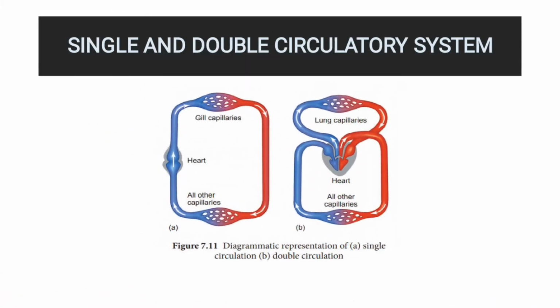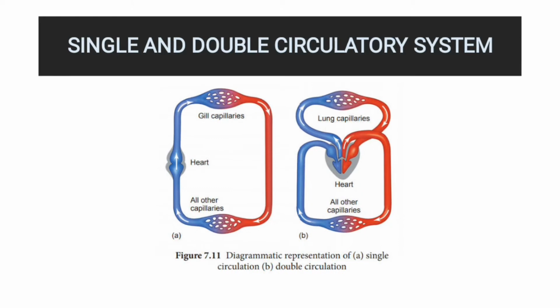There are two types of circulatory systems. That is the single circulatory system and the double circulatory system. I would like us to look at this diagram here. Single and double circulatory system. A single circulatory system is the type of circulatory system whereby the blood enters into the heart once for a complete circulation, while a double circulatory system is the type of circulatory system whereby the blood enters into the heart twice for a complete circulation.